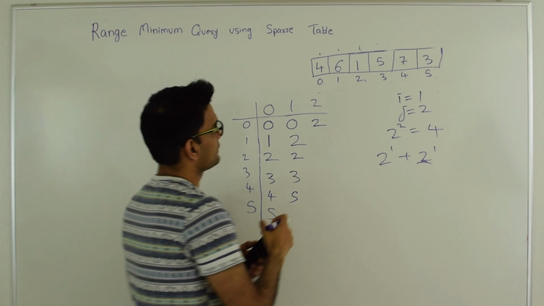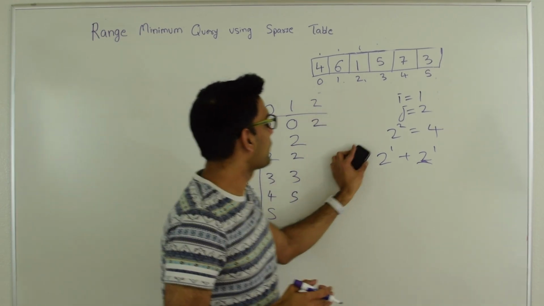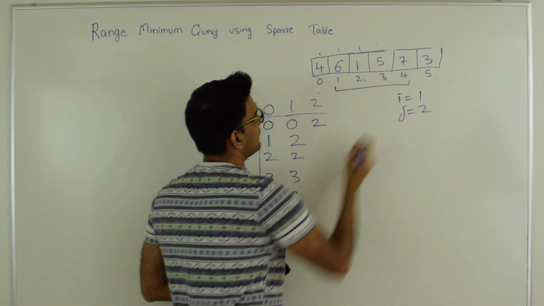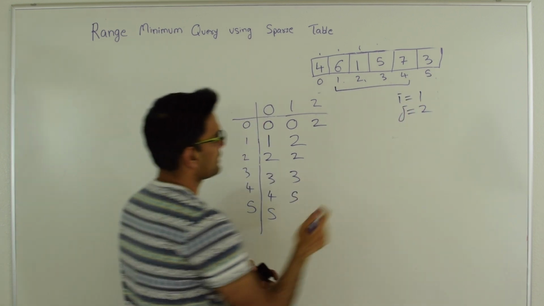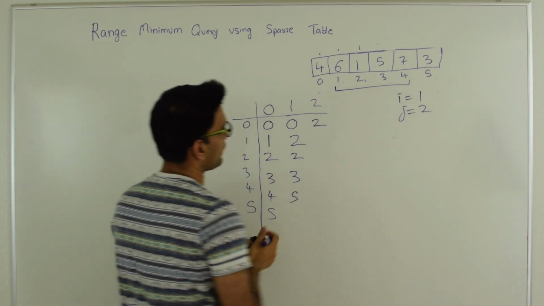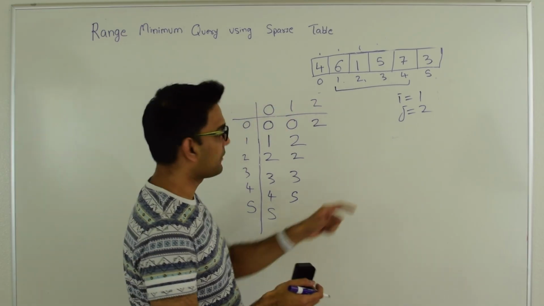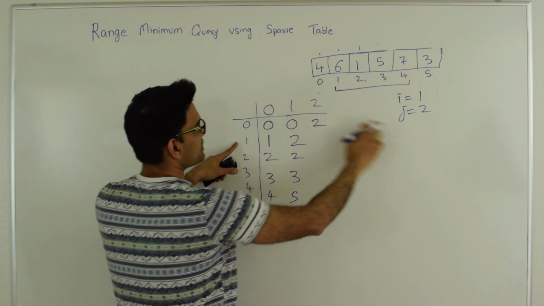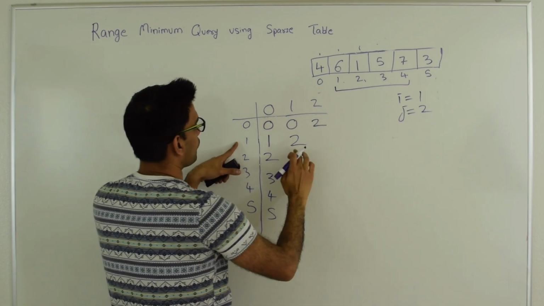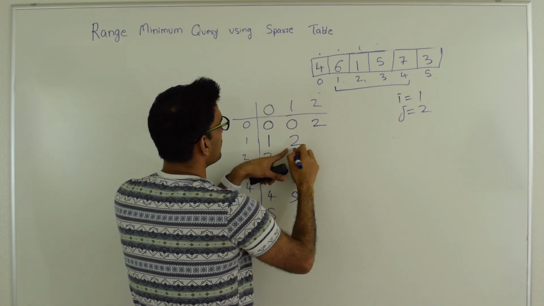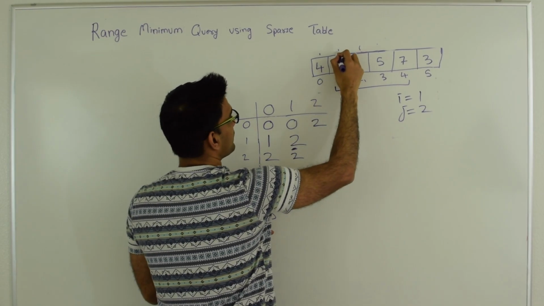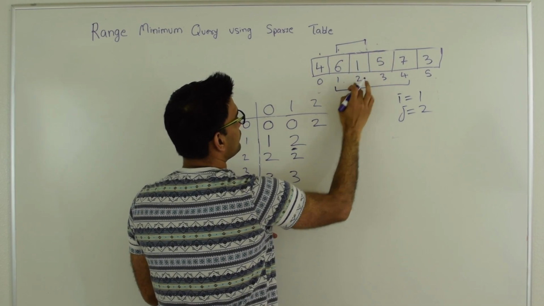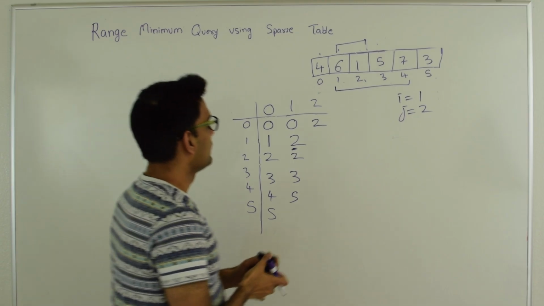Then starting from 1, we are looking for the minimum of next 4 elements. So again, our j is 2. We already have the calculated value for j minus 1. So we go to 1 and j minus 1. J minus 1 value is 1, so this value is 2. This value here is telling what is the minimum from here to here, from 1 to 2.